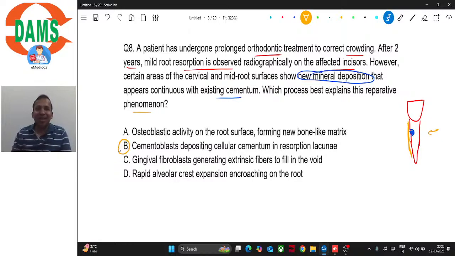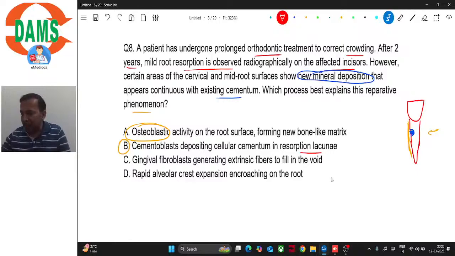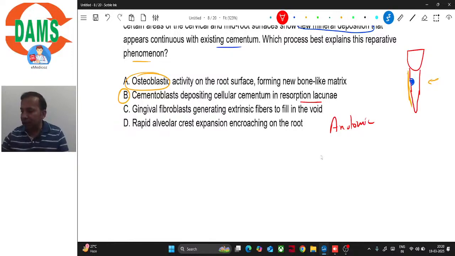But important is to understand the question and the options. So osteoblastic activity on the root surface, obviously there is cementum deposition, isn't it? The repair of the root surface takes place by cementum. And then option B, cementoblasts depositing cellular cementum in resorption lacunae. So as we just discussed, it is the cementoblast that is responsible for the repair of the root surface resorption, isn't it? So it can be either anatomic repair or functional repair.